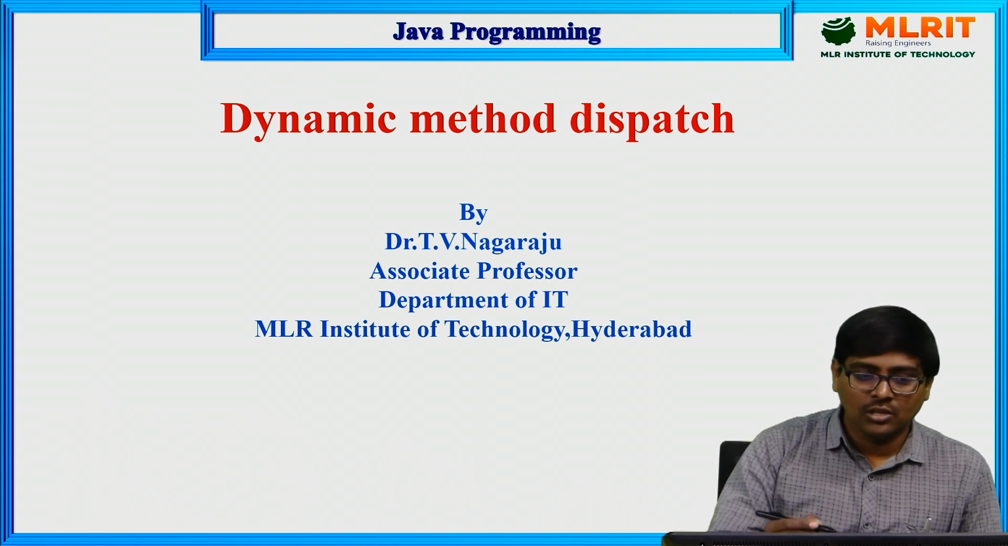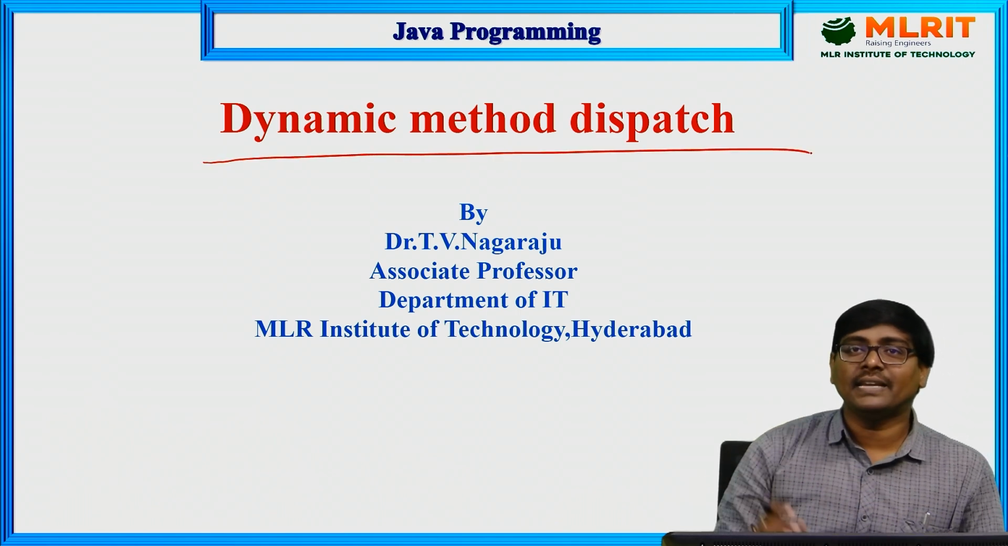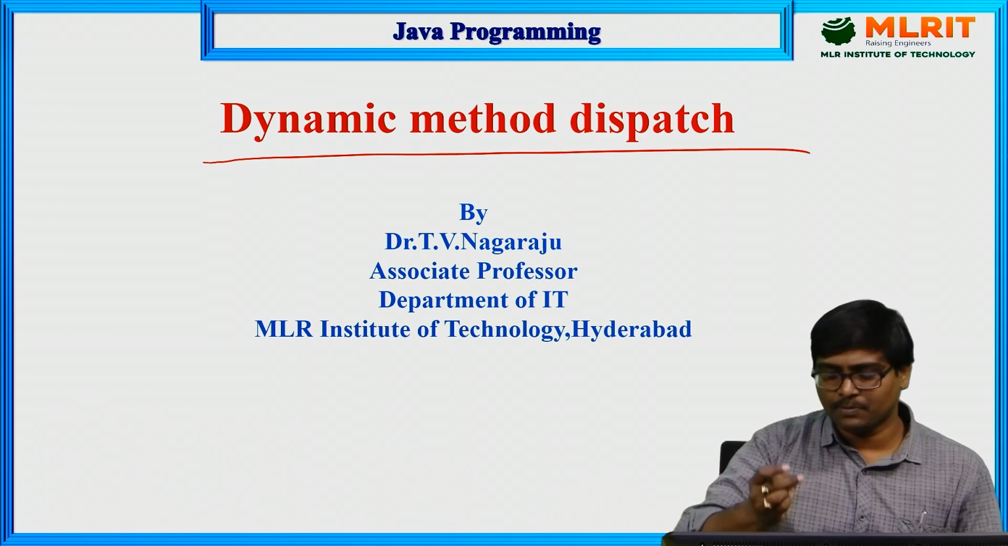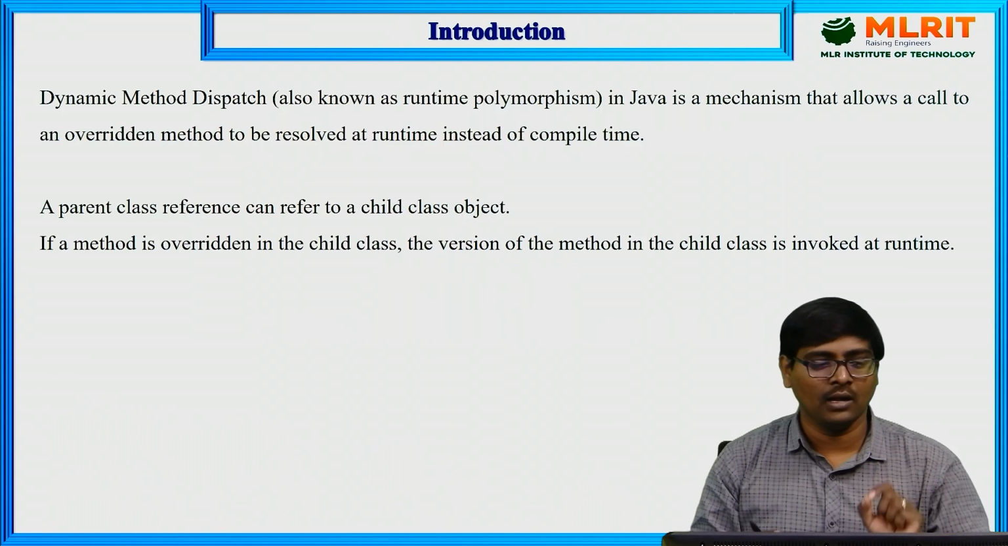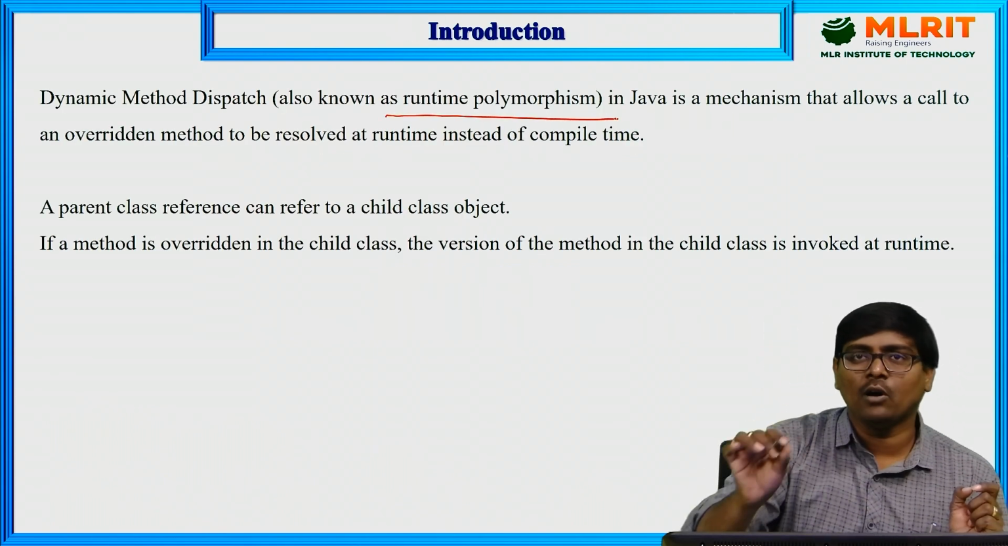In this session, we are going to discuss dynamic method dispatch. First of all, what is meant by dynamic method dispatch? How do we achieve dynamic method dispatch in Java? Simply, it is called runtime polymorphism.